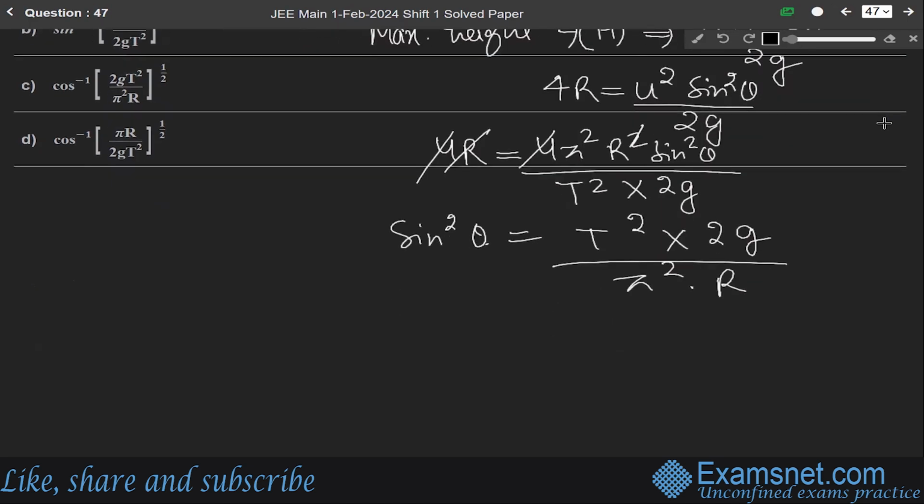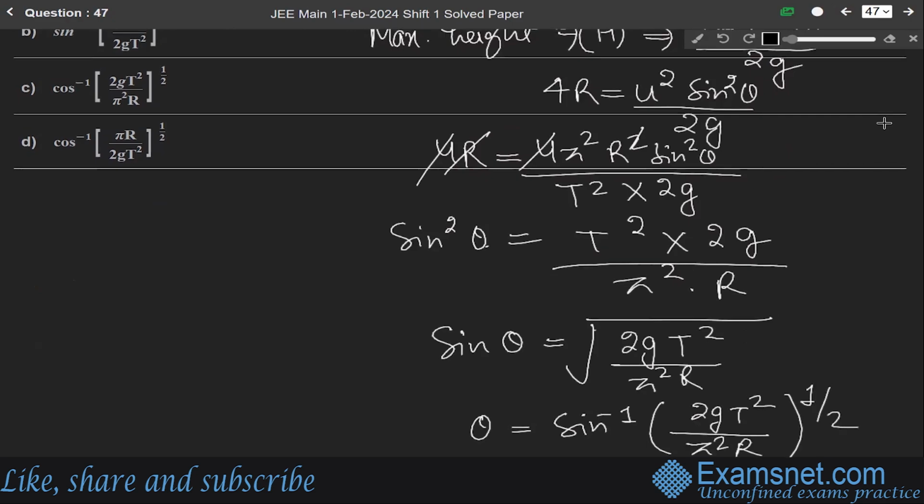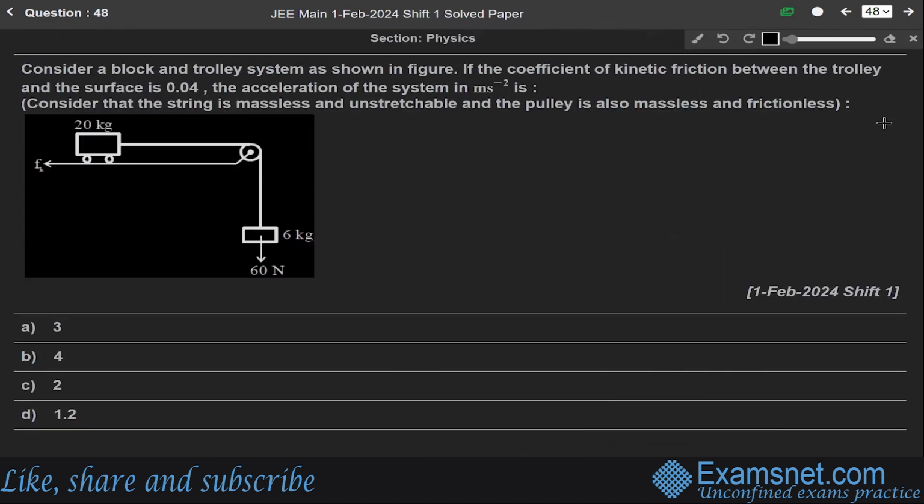First of all, sine theta will be equal to the square root of 2g t square over pi square r. So theta will be equal to sine inverse of 2g t square over pi square r, whole power 1 by 2. So our correct answer is option A, that is theta equals sine inverse of 2g t square over pi square r power 1 by 2.